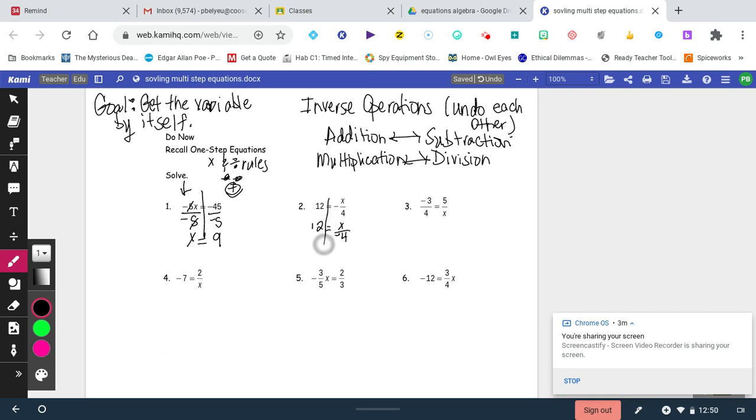Now, I notice that I have my variables on the right side this time. It doesn't really matter, but I notice my variables on the right side. So I ask myself, what's keeping me from having that x by itself? Because the whole goal is to get the variable by itself. Well, what's keeping me from having x by itself is -4. Okay, so I need to see what -4 is doing to x. Well, x is being divided by -4, okay?